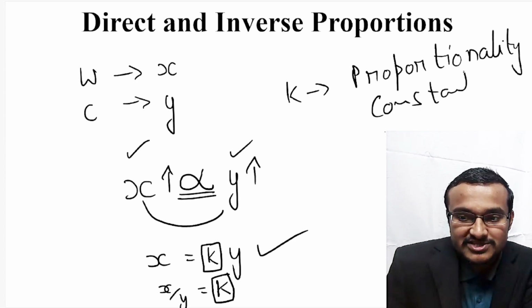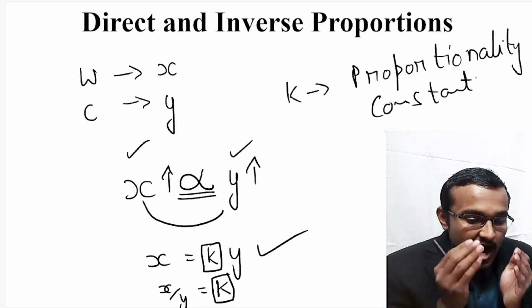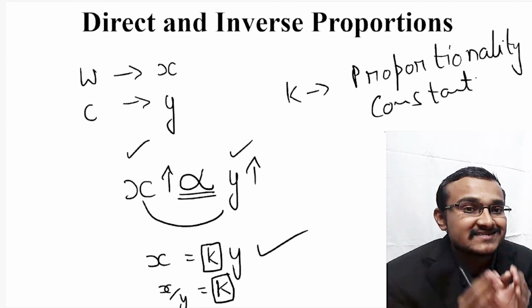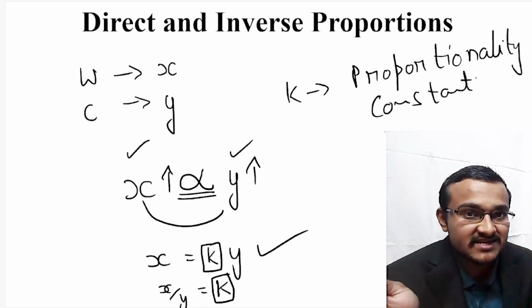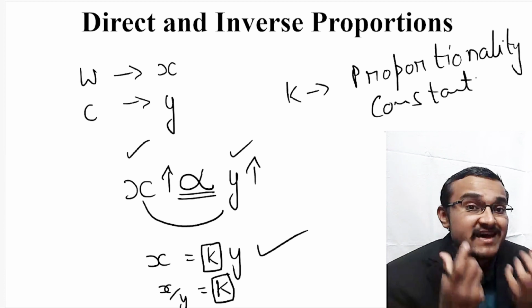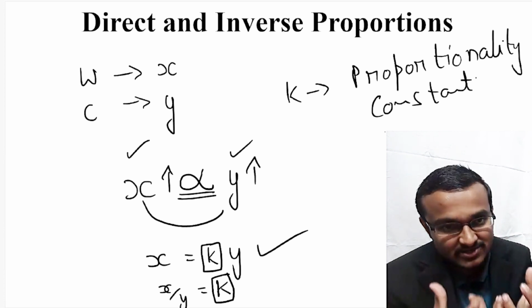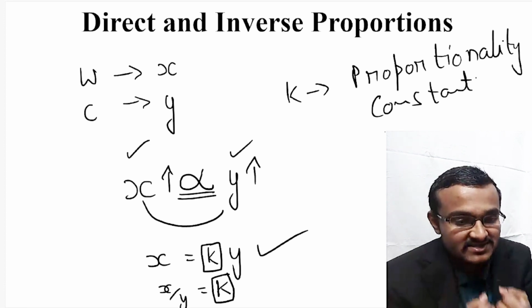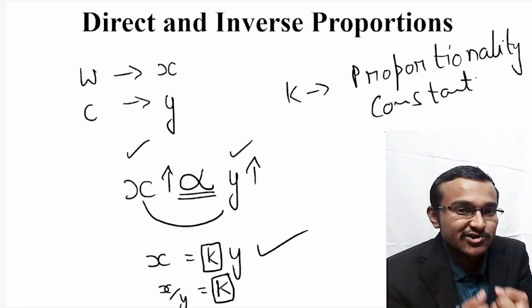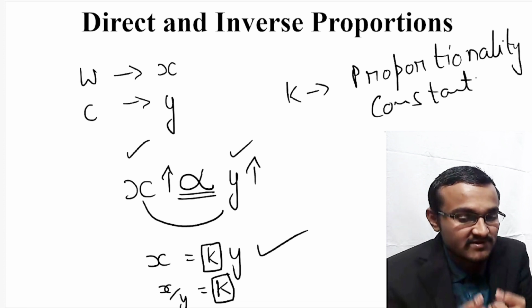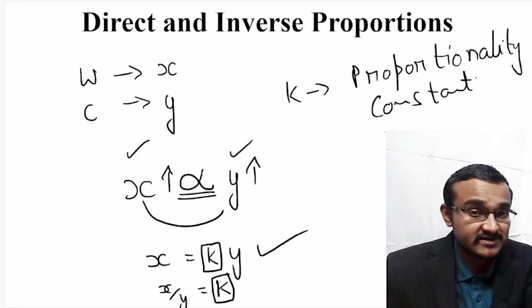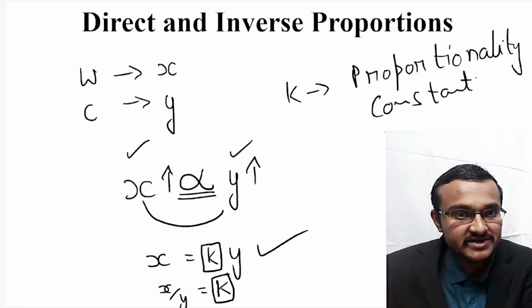This constant tells you how these two physical quantities are equated with each other, how they are varying with each other. That is what this proportionality constant decides, and hence finding this proportionality constant will also become an important thing in calculating certain relations between two physical quantities.